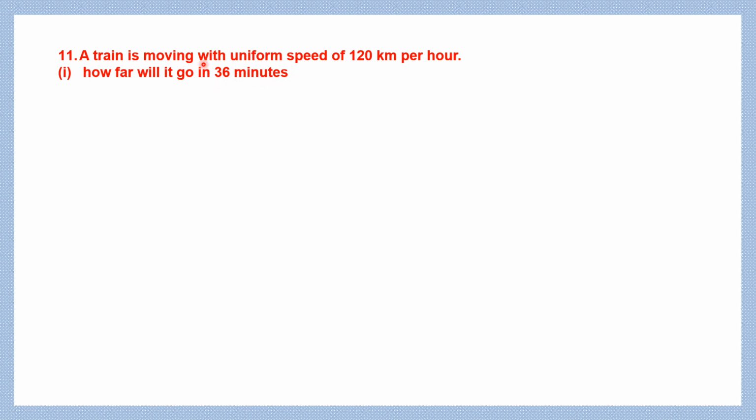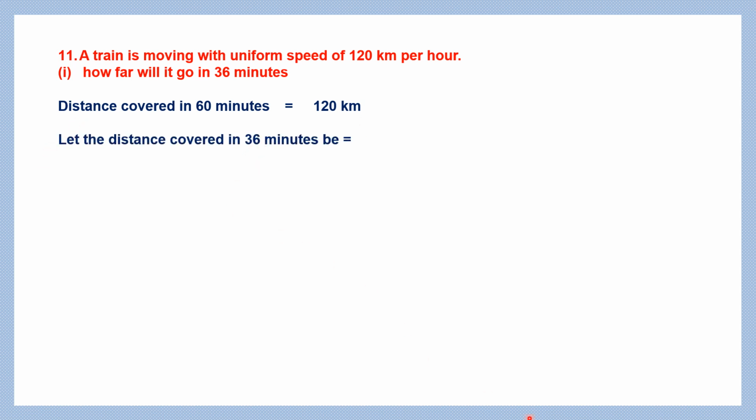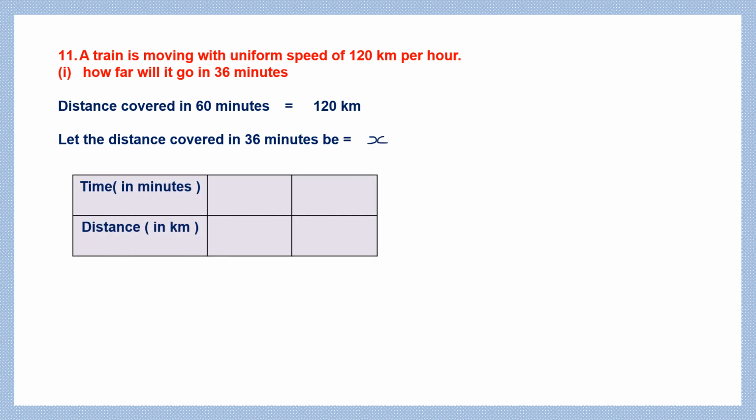So here, since the question is in 36 minutes, we will convert this hour to 60 minutes. So distance covered in 60 minutes is 120 kilometers. Let the distance covered in 36 minutes be x. So this is what we have to find out. Let's make a table. So we have time in minutes and distance in kilometer. So time here we have 1 hour, which is 60 minutes. So in 60 minutes, the distance covered is 120 kilometers. In 36 minutes, we have to find out the distance covered. So we're putting x there.